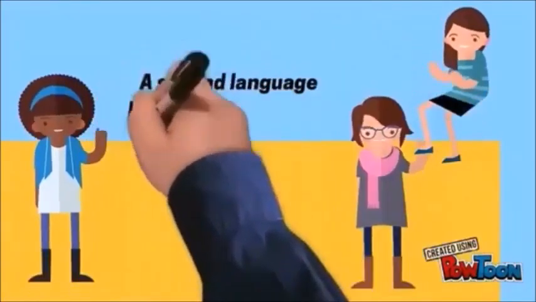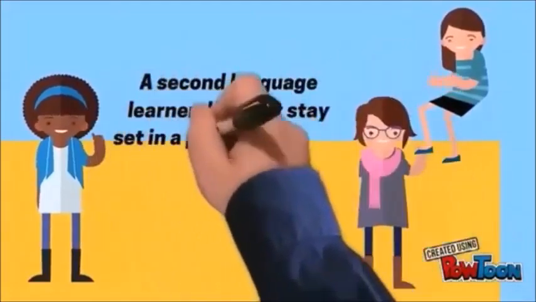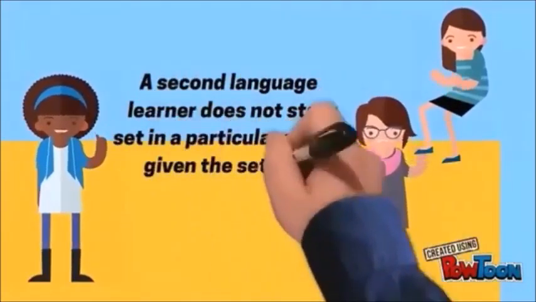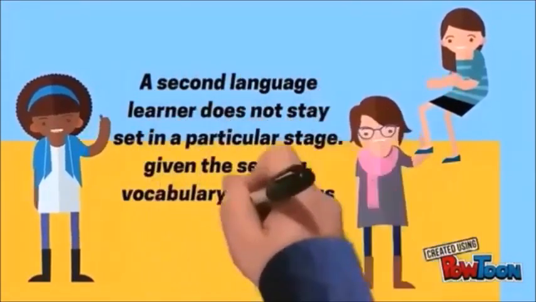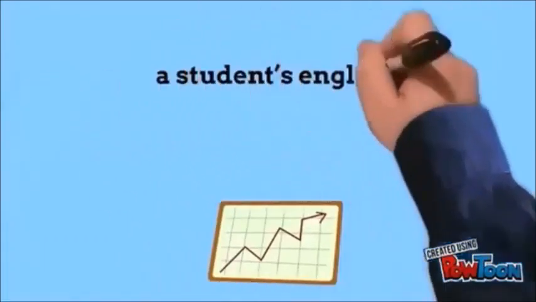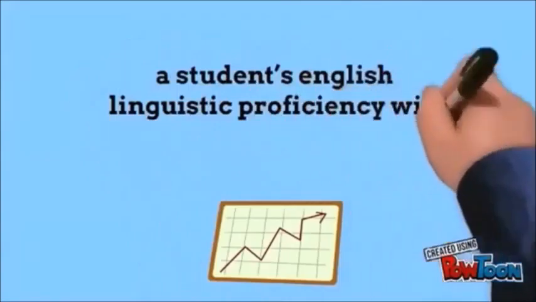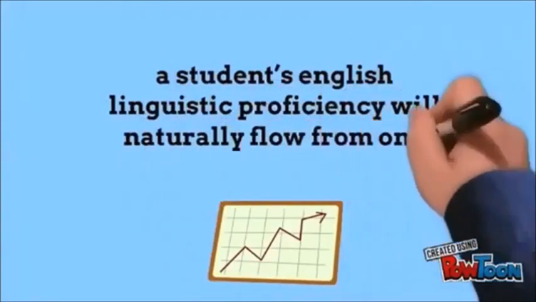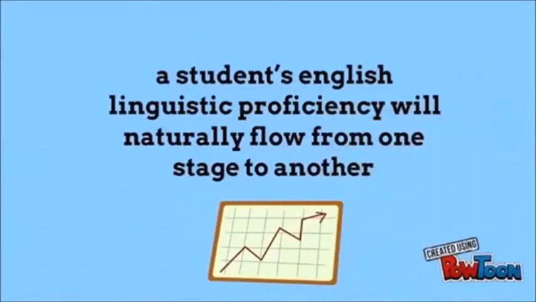A second language learner does not stay set in a particular state. Given the setting, vocabulary, and previous knowledge of the subject matter, a student's English linguistic proficiency will naturally flow from one stage to another.